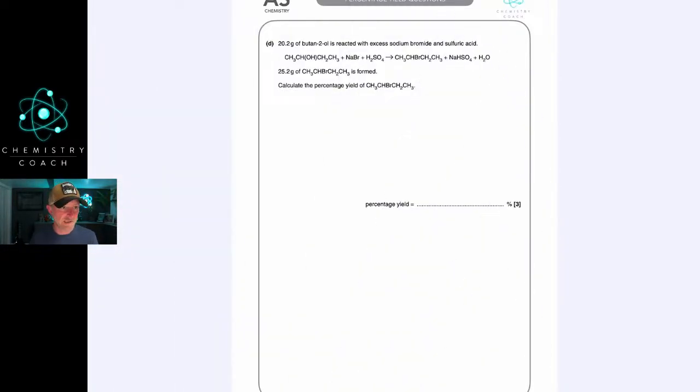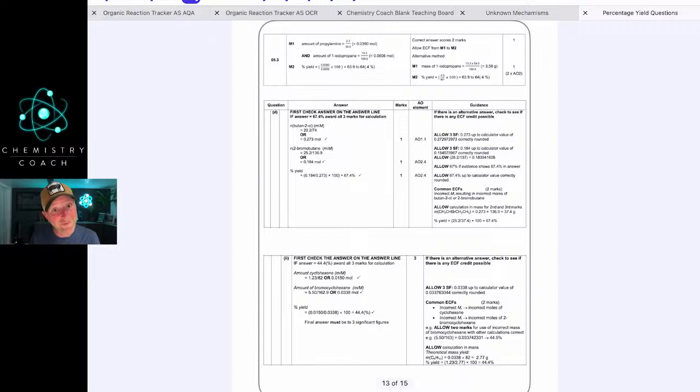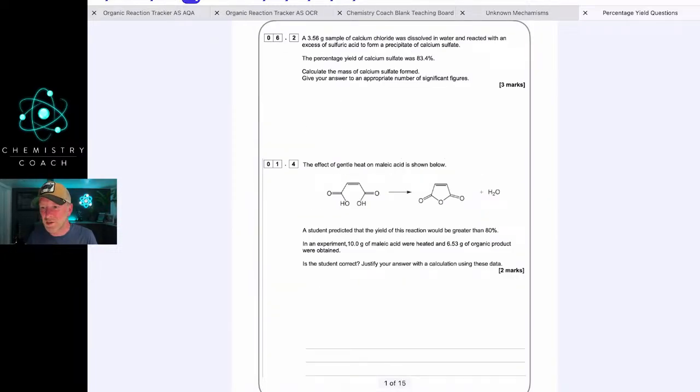Now, as I say, I promise that there are answers to this at the end of the worksheet, guys. Okay, so this is percentage yield, and you are welcome.